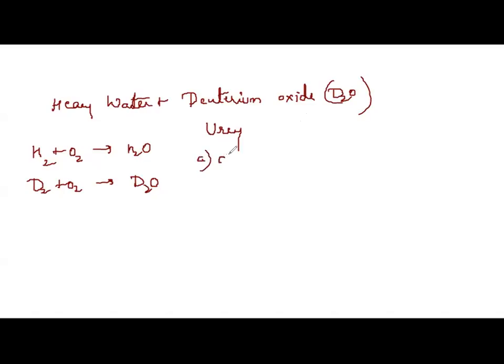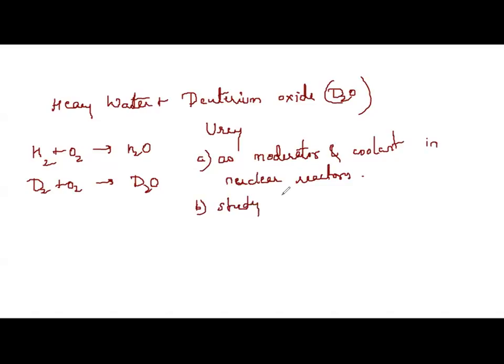First point, it is used as moderator and coolant in nuclear reactors. Very important applications in nuclear reactors. Second point, it is used in the study of mechanism of chemical reactions. This is the second application of deuterium oxide.